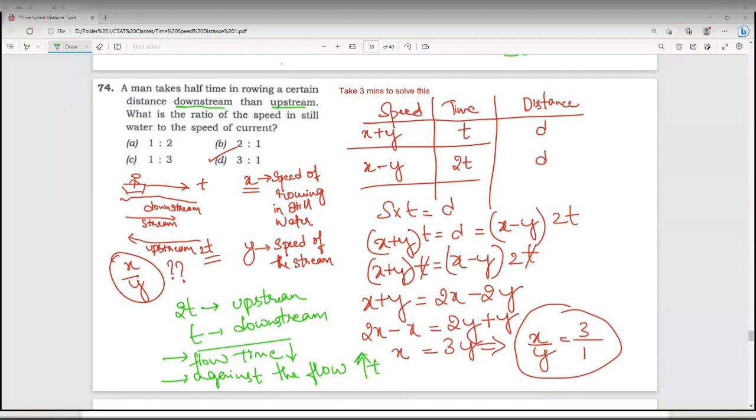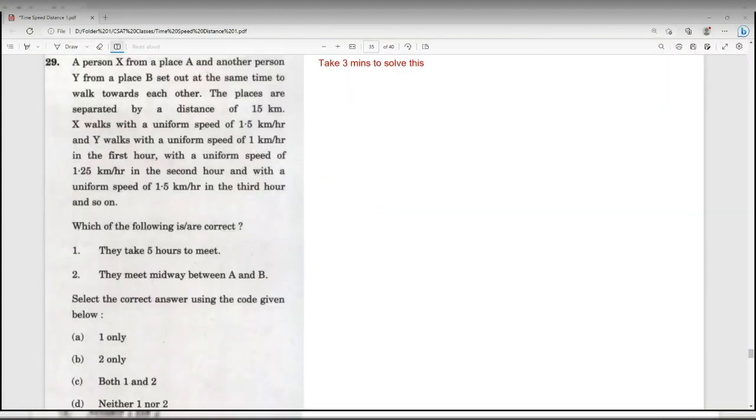If there is no more doubt, we'll go to the next question. So please take 3 minutes to solve this question.